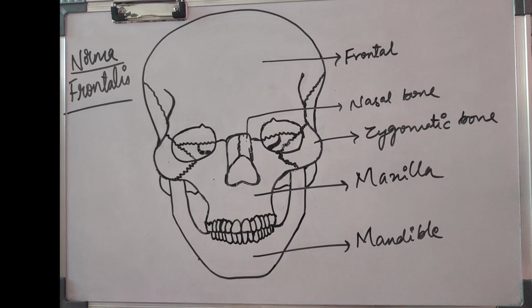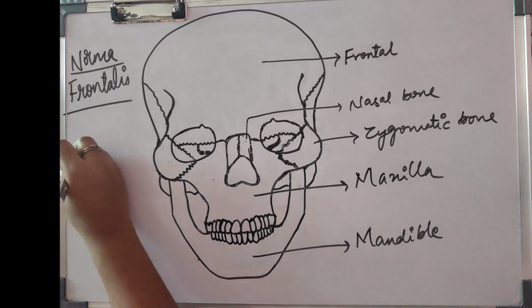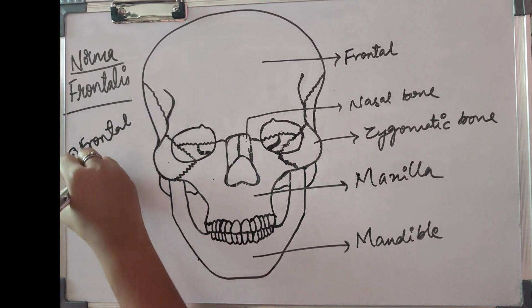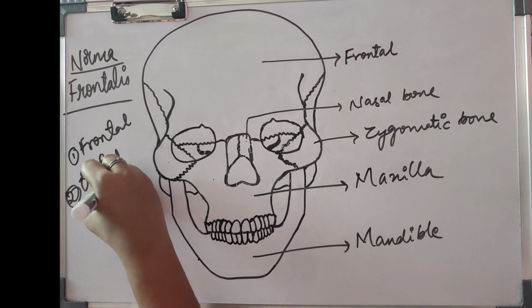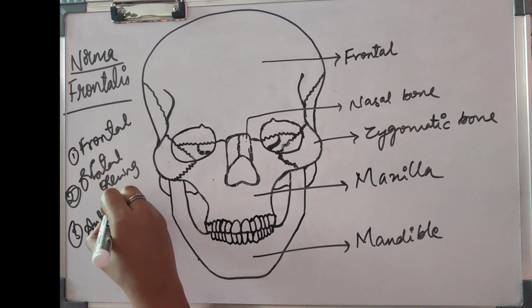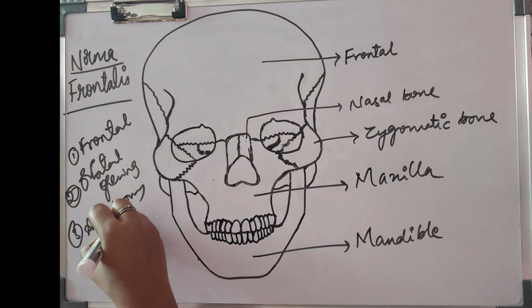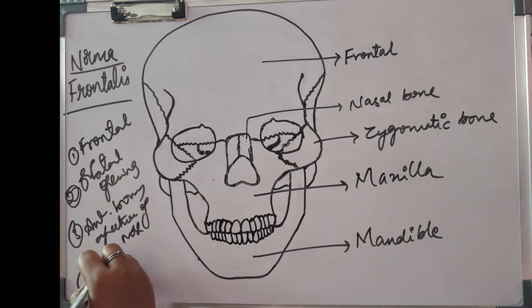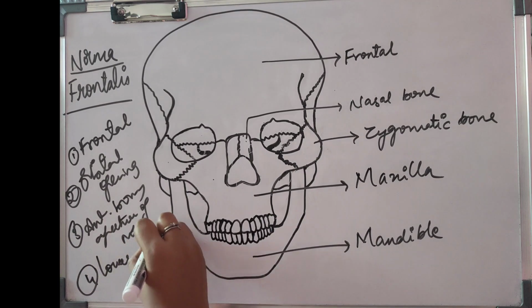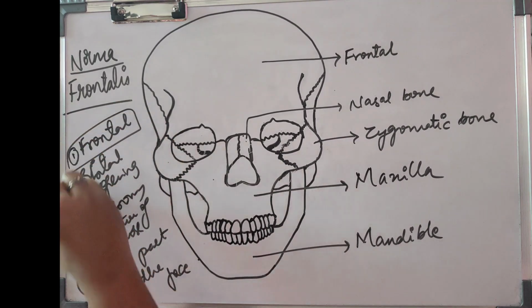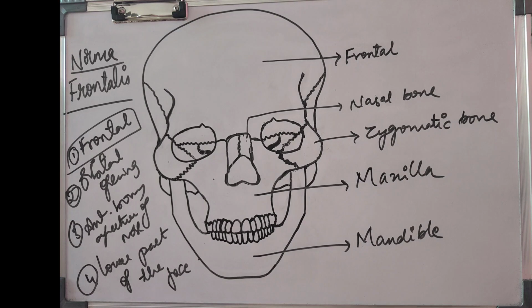Norma frontalis is studied in 4 parts. First one is the frontal region, second one the orbital opening, next is the anterior bony aperture of the nose, and the last one is the lower part of the face. Now let us start with the frontal region in the Norma frontalis.